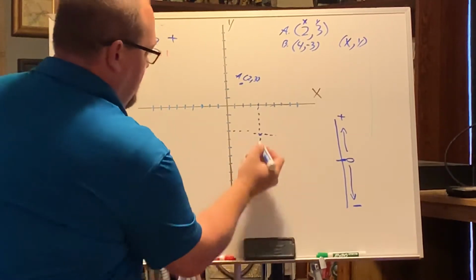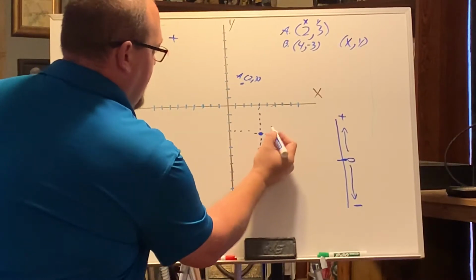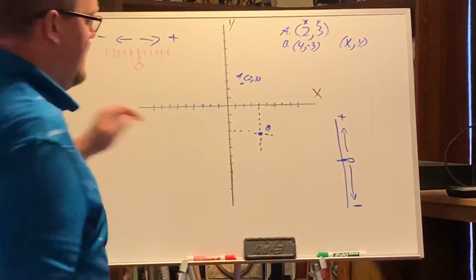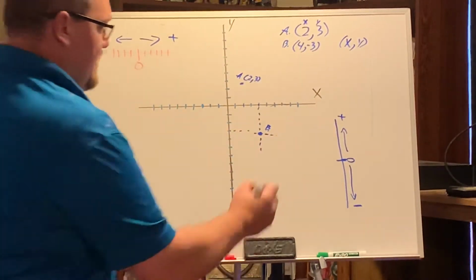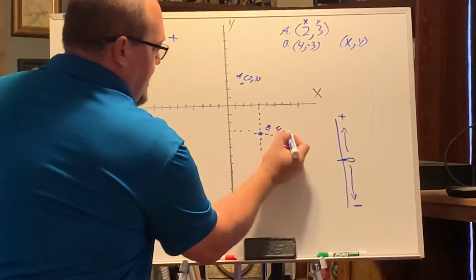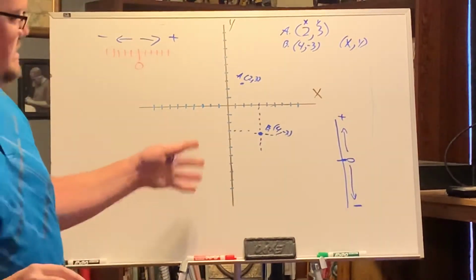That's super crooked, but this is the point for negative 3, or point B. And we call this B for negative 3. Now, this is fairly simple.